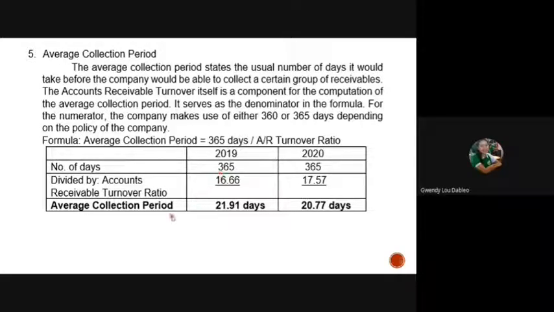So, the average collection period for the year 2019, we have 21.91 days. For 2020, we've got 20.77 days. So, what is our analysis? Ang atong analysis for average collection period, take note that the shorter average collection period, it shows that collection department increased its efforts to collect company receivables as they fall due.